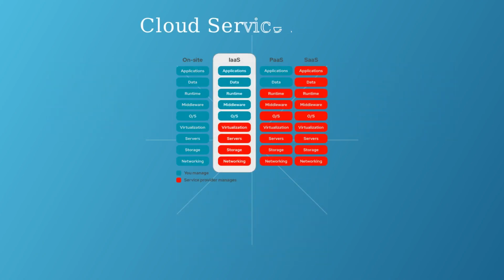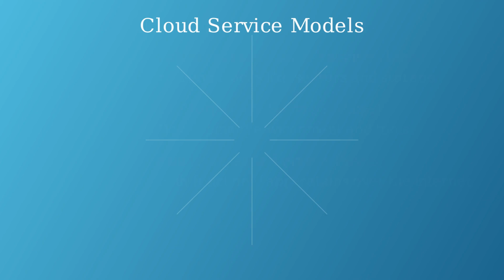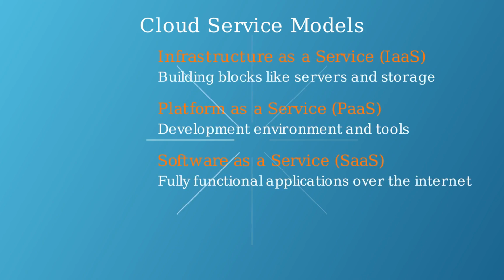Now let's explore the different cloud service models. Infrastructure as a Service, or IaaS, gives you the building blocks like servers and storage. Platform as a Service, or PaaS, provides a development environment, and Software as a Service, or SaaS, lets you use fully functional applications over the internet.